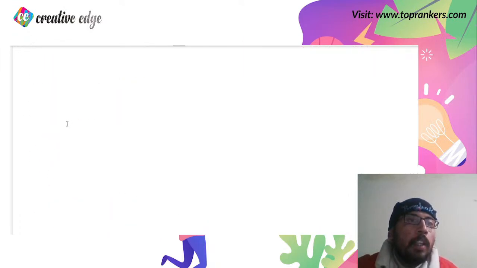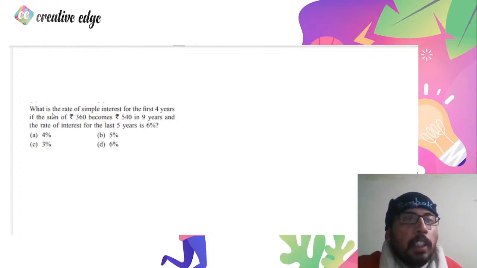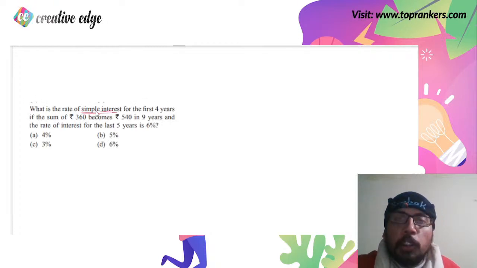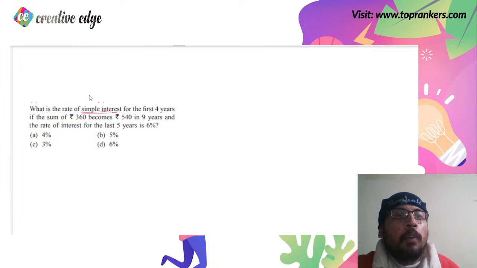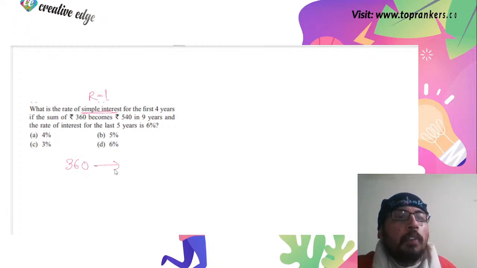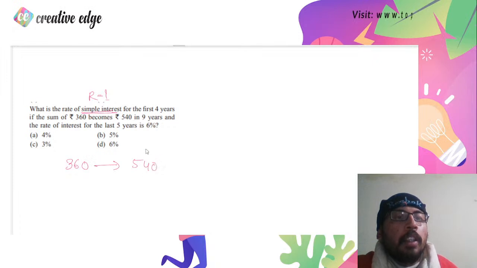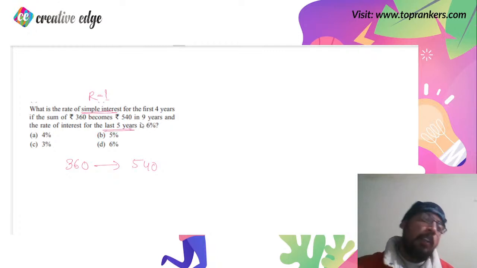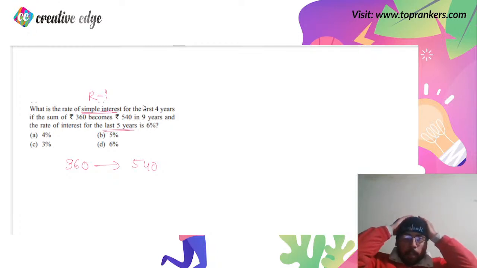Now the next question reads, what is the rate of simple interest? Again, this question is of simple interest. We have to find R for the first 4 years if the sum of 360 becomes 540 in 9 years, and the rate of interest for the last 5 years is 6%. Some of you may not have understood this question.